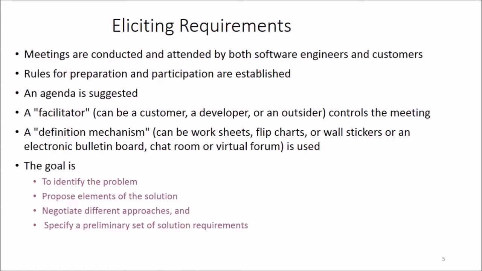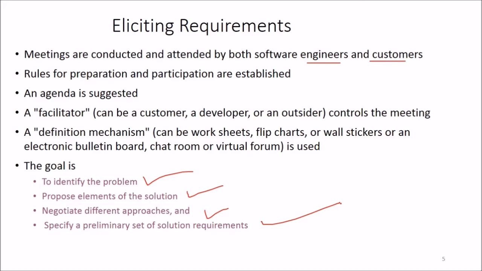Then eliciting requirements. Meetings are conducted and attended by both software engineers and customers. Rules for preparation and participation are established, and an agenda is suggested. A facilitator, who can be a customer, a developer, or an outsider, controls the meeting. A definition mechanism such as worksheets, flip charts, wall stickers, or an electronic bulletin board, chat room, or virtual forum is used.